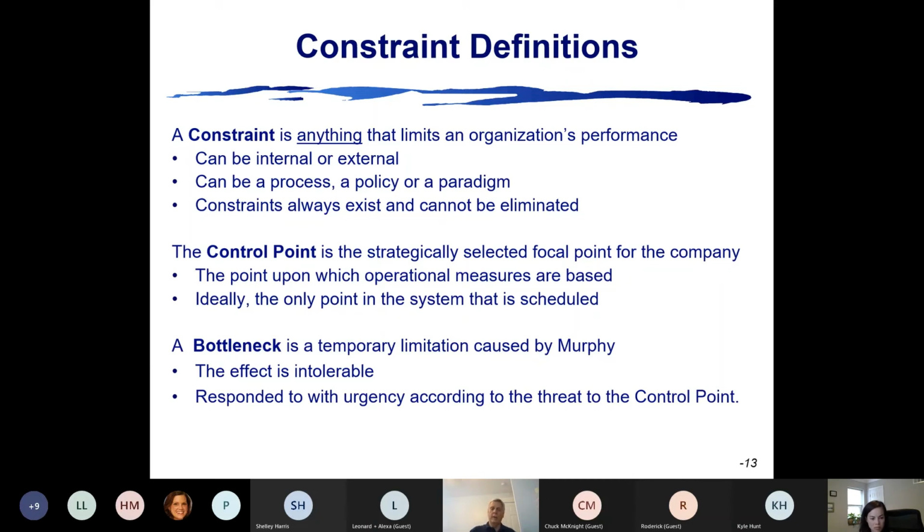A bottleneck is a temporary limitation caused by what we call Murphy. That's when the machine breaks down, or when two or three key people are absent. The effect of those is intolerable, is the way you should treat them, and you respond with urgency according to the threat to the control point, looking at those buffer zones.